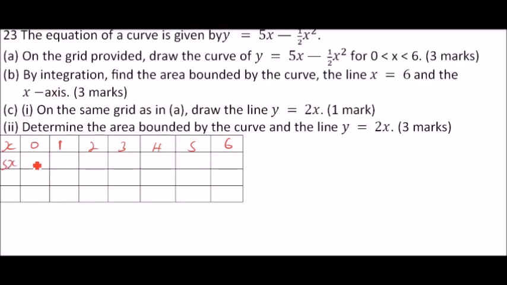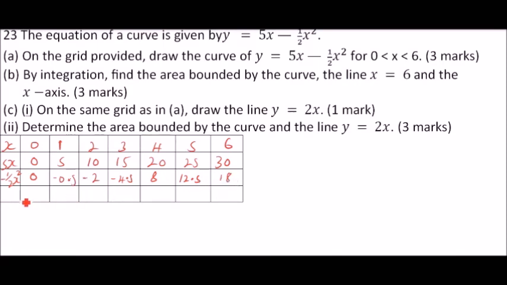and then here I'll use 5x, so I'll multiply 5 times x, that will be 0. 5 times 1 is 5, 5 times 2 is 10, 15, 20, 25, and we have 30. And then here I'll put minus a half x squared. So I'll square the x and multiply by minus a half, so that will give me 0. Then minus 1 squared is 1 times minus a half, that will give you minus 0.5. This will give you minus 2. This will give you minus 4.5. This will give you minus 8. This will give you minus 12.5. This will give you minus 18.